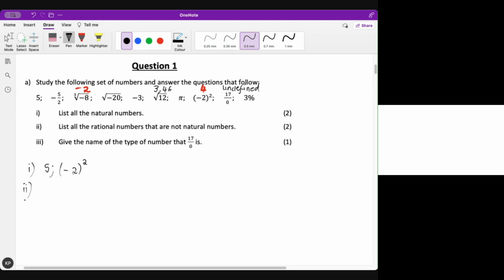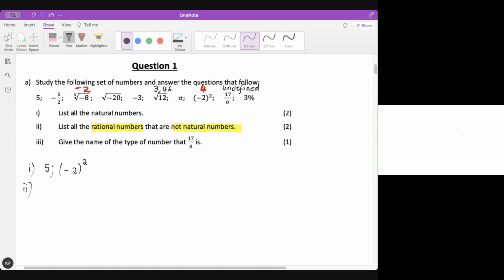It's my pleasure. Okay. Then they say list all the rational numbers that are not natural numbers. So these two guys we know are rational, but they said don't include them. Are we with me? What's a rational number again? A number that can be written as a fraction. Can a whole number be written as a fraction? For instance, can -2 be written as a fraction? Yes, right? You can write it as -2/1.